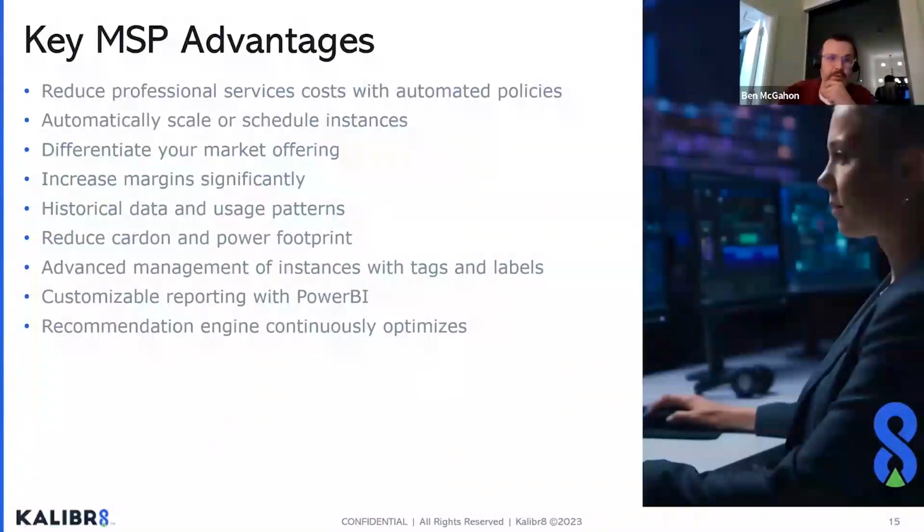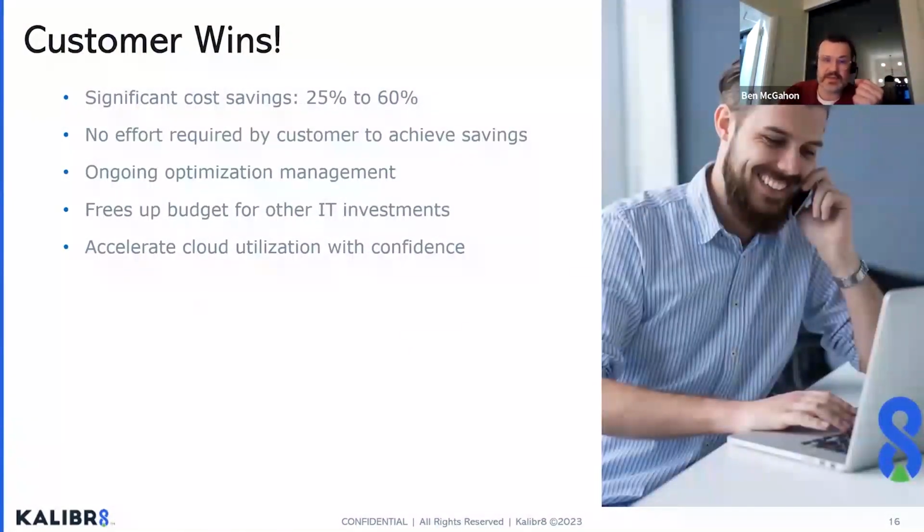So key advantages for you are to reduce your professional services costs with automated policies, automatically scale and instance schedules, differentiate your market offering, and increase your margin significantly. Our MSPs are making between 30 and 40% gross margin, which is a healthy margin. Historical data and usage patterns: as soon as you onboard your customers' environment, you will understand where the opportunities are to optimize and reduce their carbon power footprint. Advanced management with tags and labels, customized reporting through Power BI and other tools, where we're going to be onboarding Yellowfin and others to be able to use those as well, and a recommendation engine that continually optimizes. And most importantly, as I said, the customer wins.